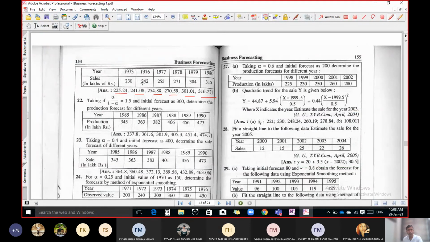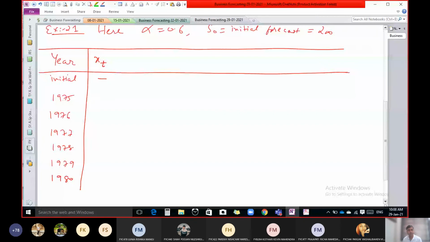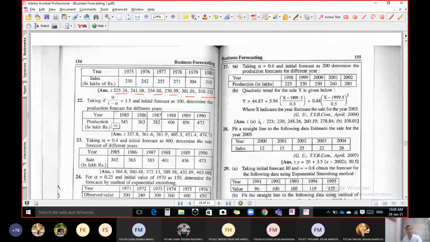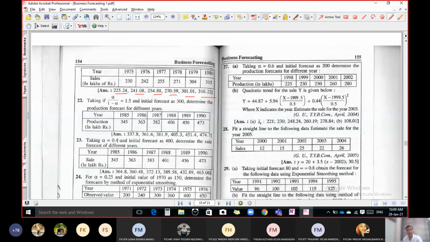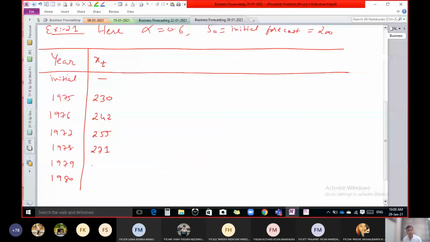That is 230, 242, then 255, 271, then 304 and 315. So this data is given in the question. Alpha is given as 0.6 and the initial forecast is given as 200.